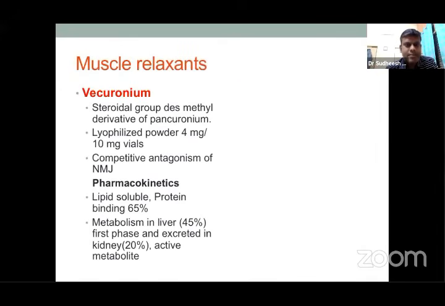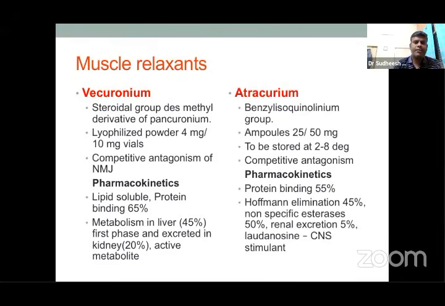Now muscle relaxants: I'm comparing vecuronium and atracurium. One is steroidal and the other is from the benzylisoquinolinium group. The main thing is that atracurium undergoes metabolism by Hofmann elimination. What is interesting is that atracurium and cisatracurium have different percentages of Hofmann elimination. It is only 40% with atracurium, whereas with cisatracurium it is more than 60%. Therefore, it has more propensity for spontaneous recovery.